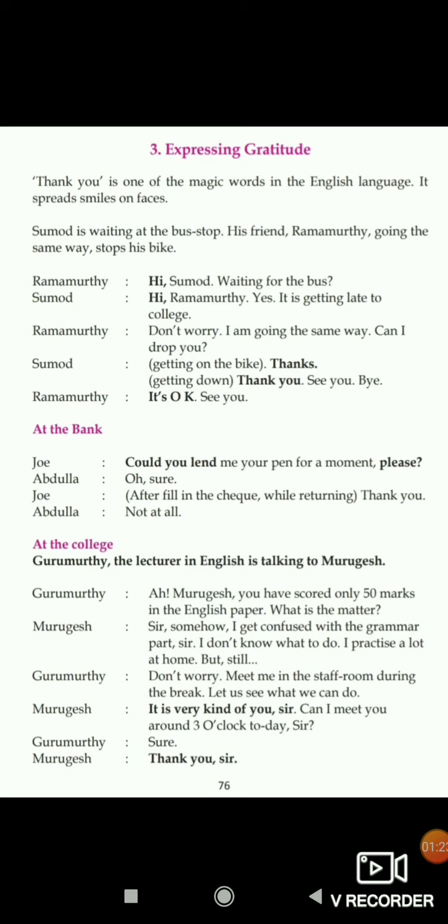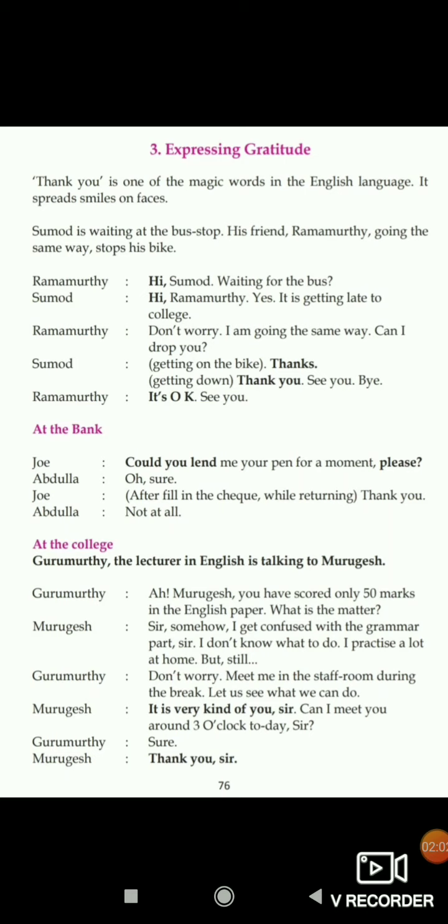So look at the conversation between Ramamurthy and Sumodh. Both of them are friends, and it is obvious that they will not greet with good morning or something like that. So they'll say hi, hello. That is the way people start conversing with friends. Ramamurthy asks whether he's waiting for the bus, and Sumodh says yes. Ramamurthy himself offers help, that he will drop him to the college. The conversation is informal because both of them are friends.